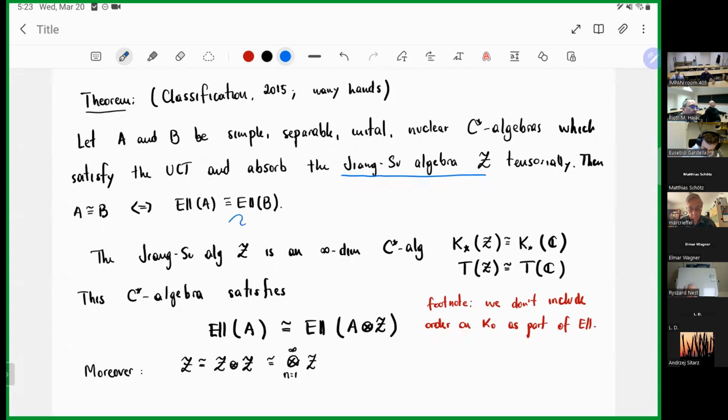And finally, the Elliott invariant of a C-star algebra, I briefly said it verbally. It is essentially, in quotation marks, equal to K-theory and traces. There's also a pairing map that one has to take into account. Yeah. So this is a statement of the theorem.